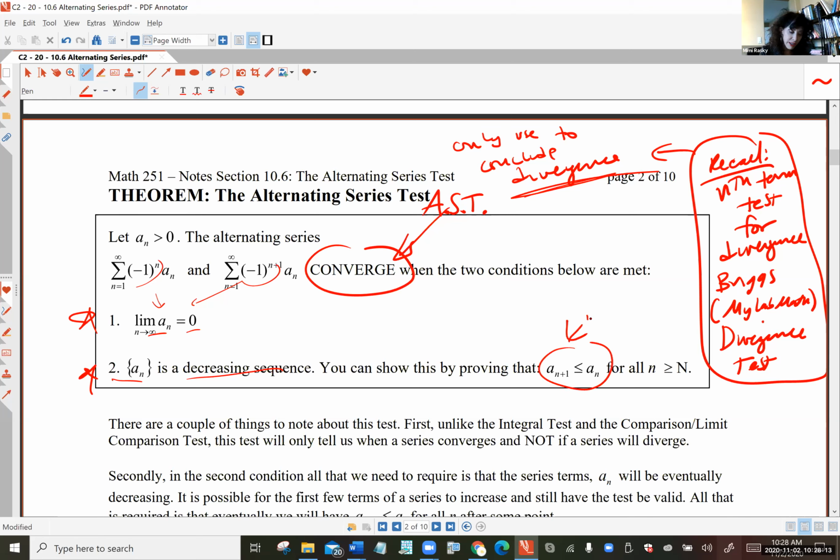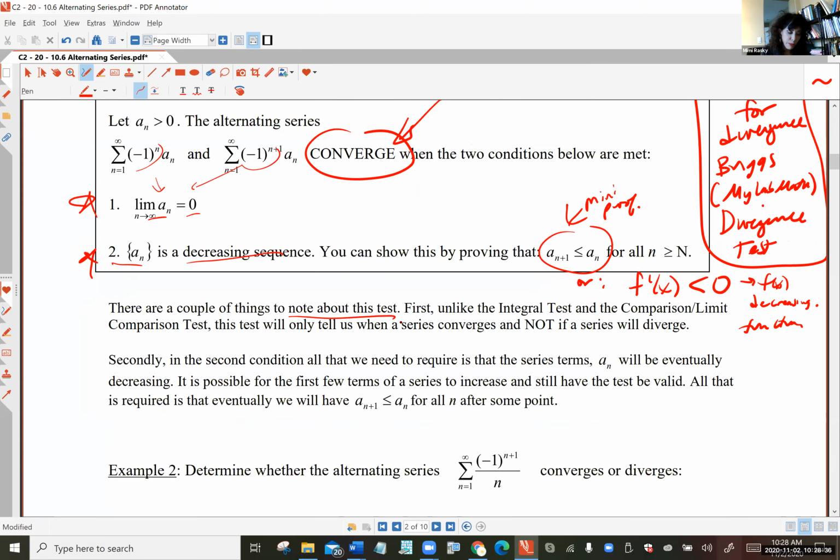You're going to do this with either a mini proof, which I'll show you how to do, or you can prove to me that f prime of x is always negative. That shows me that f of x is a decreasing function, and this is a Calculus 1 style of proof, okay? So there's a couple things to note about the test. Unlike the integral test or the comparison test, this tells us only if a series converges, not if a series diverges. Secondly, the second condition, you need those terms to be eventually decreasing. If they initially increase, but then after a while they are decreasing, that's good. You're fine.